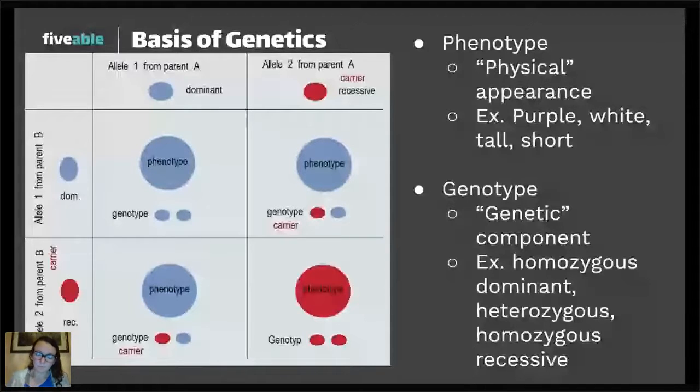Okay. So then within genotype, you can be homozygous dominant, heterozygous, homozygous recessive. Remember the prefix homo means same and hetero means different. So if you're homozygous, you have two of the same alleles, either two dominant ones or two recessive ones. So these two guys are homozygous, homozygous dominant, homozygous recessive.